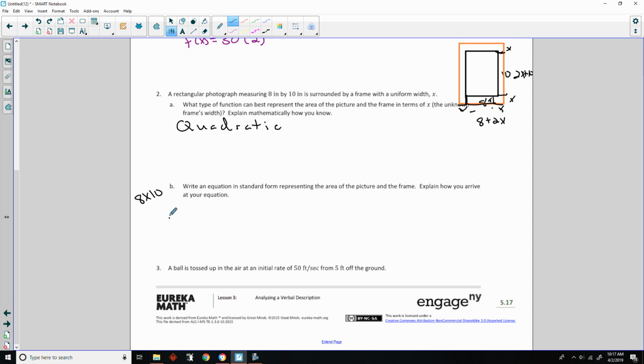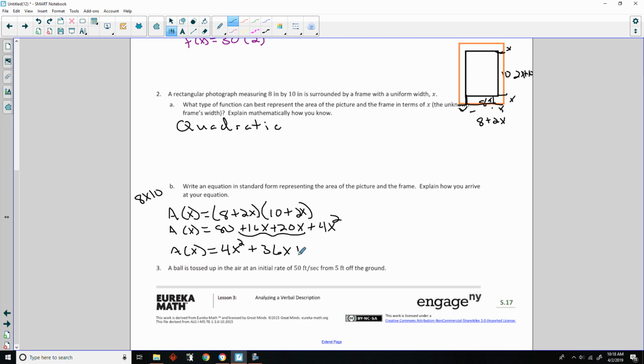So the area in terms of x equals 8 plus those 2x's times this distance, which is 10 plus 2x. So the area of the picture frame is that. Now, if I do FOIL here, I get A of x equals 8 times 10, 8 times 2x, 2x times 10, and 2x times 2x. Put this in standard form, combine your middle terms, and I get A of x equals 4x squared plus 36x plus 80.